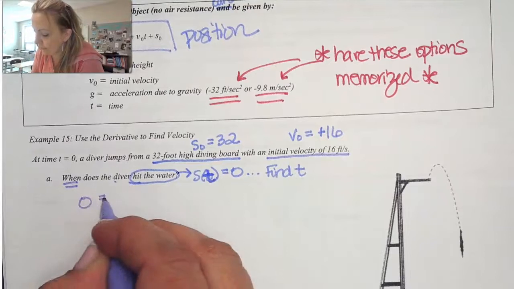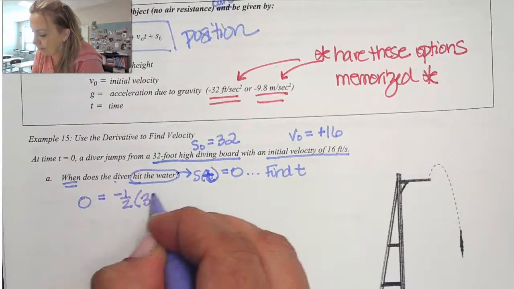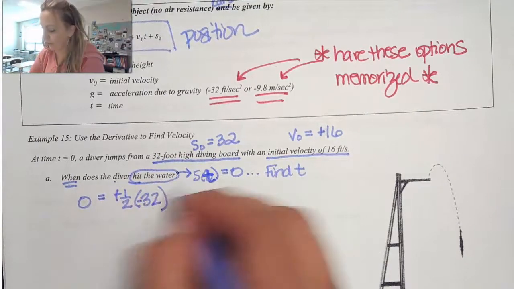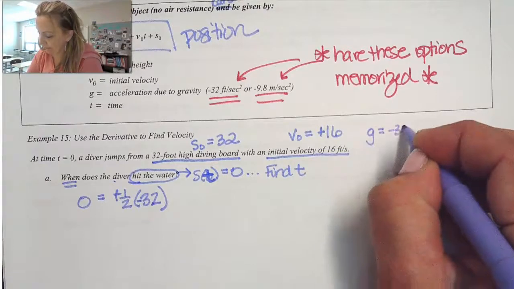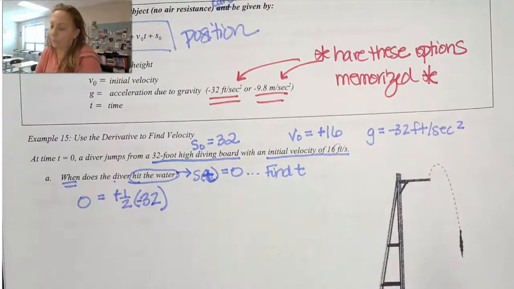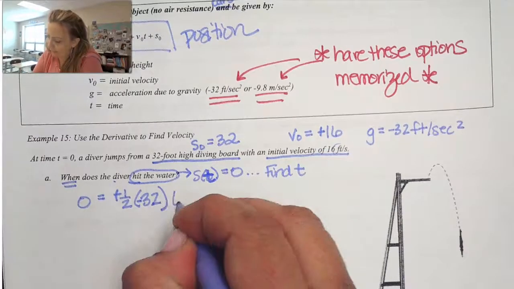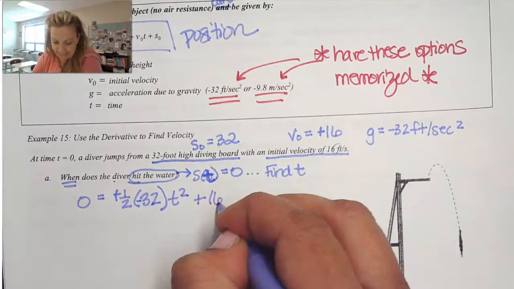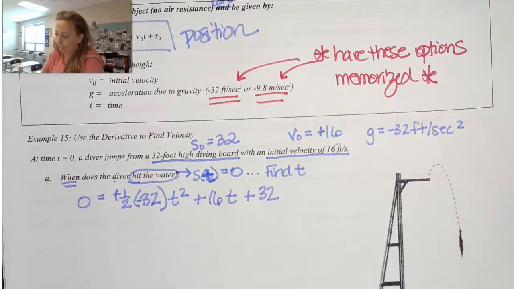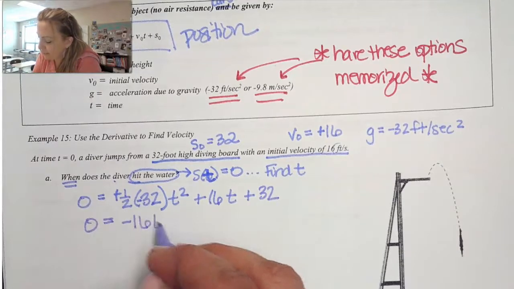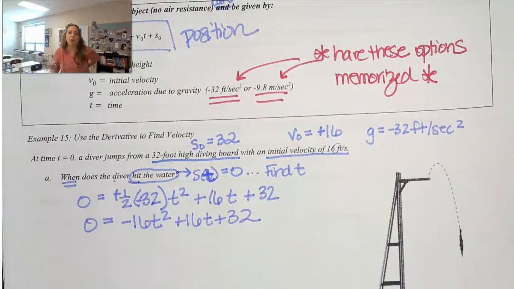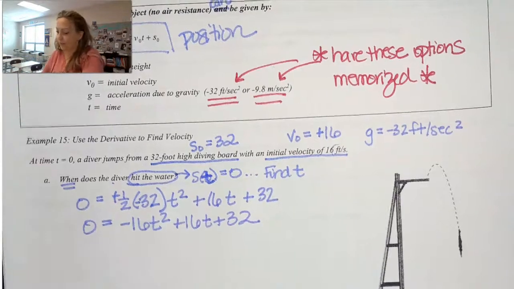We've got 0 equals 1/2 times negative 32, because our gravity constant is going to be negative 32 feet per second squared, since we're dealing with feet per second and feet here. So 1/2 times negative 32 times t squared, plus my v sub 0, 16, times t, plus my s sub 0, 32. So essentially, I've got negative 16t squared, familiar, right? Plus 16t plus 32. So let's solve this equation for t, and that will tell us when the diver hits the water.